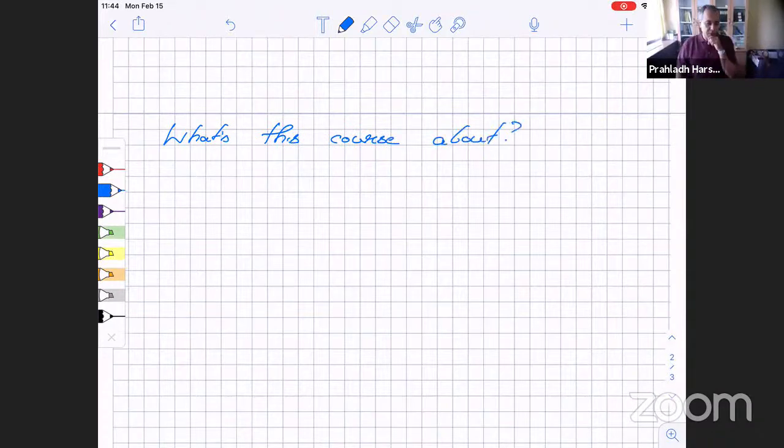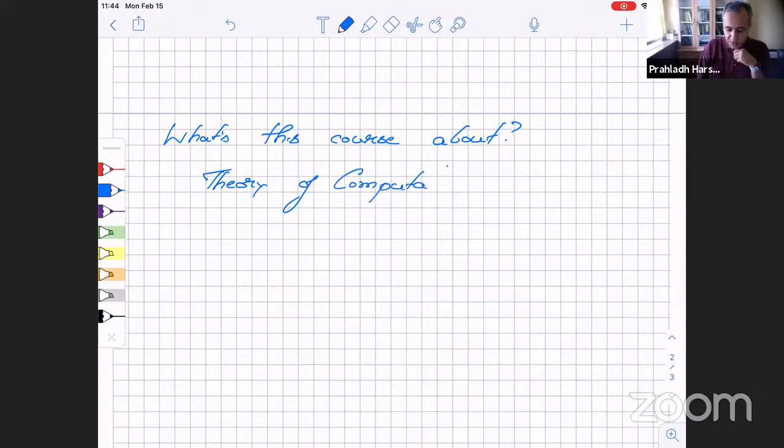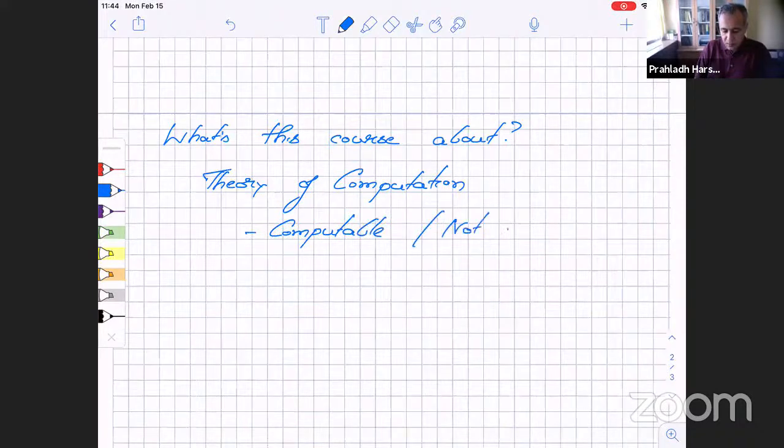So most of you, I believe, would have done the precursor theory of computation course, where you try to understand what is computable and what is not computable, where Turing machines and recursive Turing machines were introduced. What we will be trying to understand here is what is easy and hard.